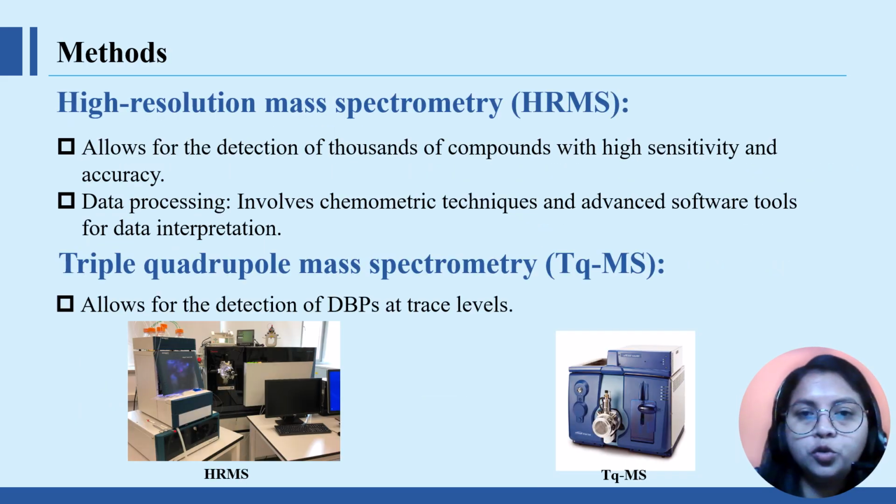We use two powerful techniques. Firstly, high resolution mass spectrometry. This helps to detect thousands of compounds with precision, and triple quadrupole mass spectrometry helps to detect DBPs at extremely low levels. These chemometric tools and advanced software also play a major role in analyzing the massive data sets produced.